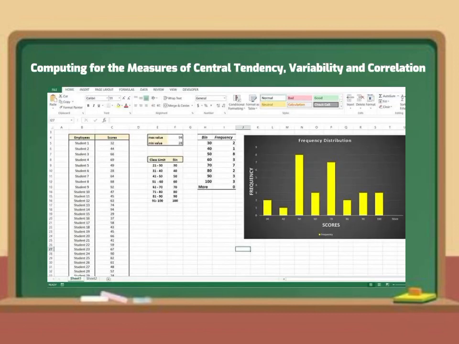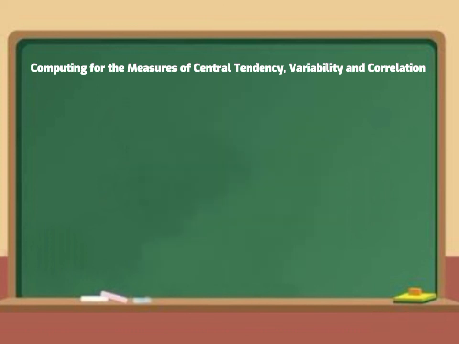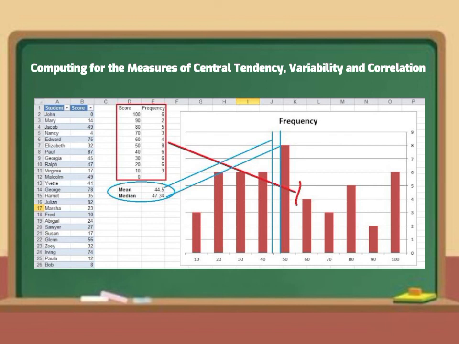Computing for measures of central tendency, variability, and correlation. Statistical functions are available in MS Excel. Click the Formulas tab and the different available formulas, logically organized, will be displayed. Choose the More Functions icon, then choose Statistical. Several statistical formulas are provided in the list. For the mean, the function AVERAGE will be used.